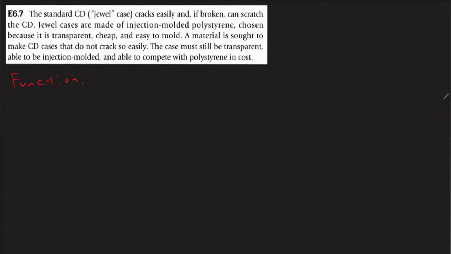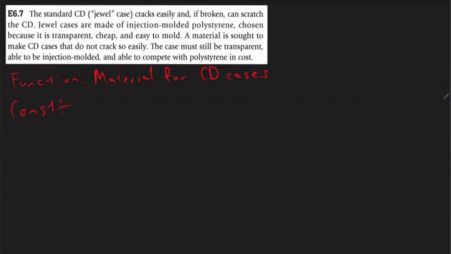So usually the material used for these CD cases is what? Polystyrene. Chosen because it is what? Transparent, cheap, and easily molded. So a material is sought to make CD cases. So the function is what? Material for what? CD cases. So material for CD cases. So that's the function. Then let's look at the constraint.